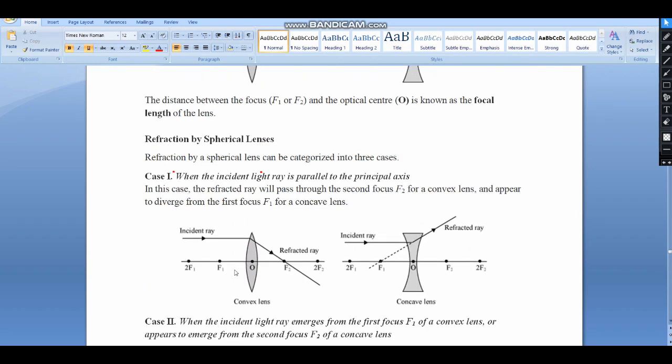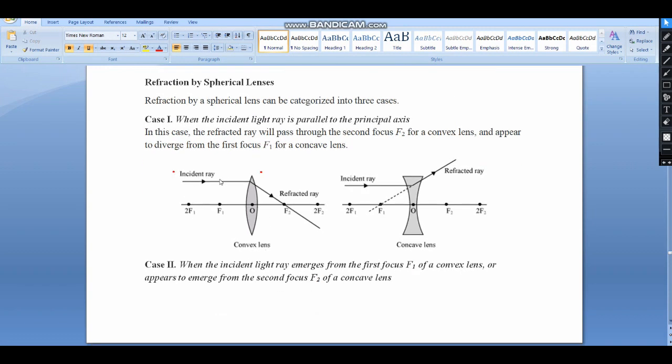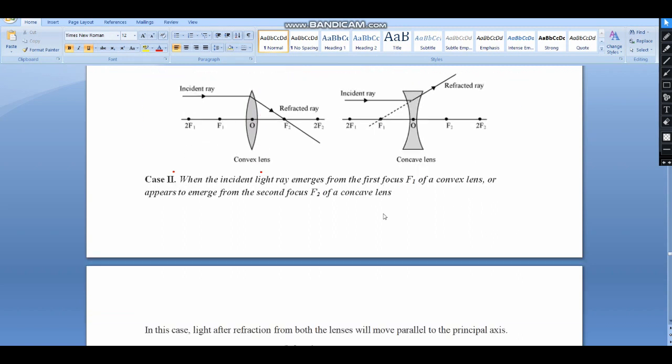For refraction by spherical lenses, there are mainly three rules. The first rule: when a light ray is parallel to the principal axis, after refraction it passes through the focus. That is the first rule in the case of a convex lens. Next, in the case of a concave lens, a light ray parallel to the principal axis diverges after refraction, because the concave lens is a diverging lens. Here the light actually meets at the focus F2; there, it appears to meet at the focus F1. That is the first rule.